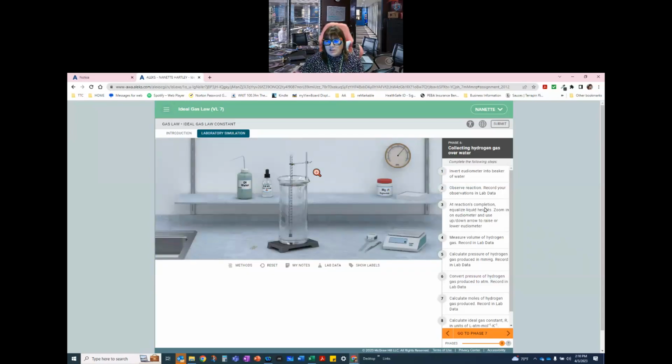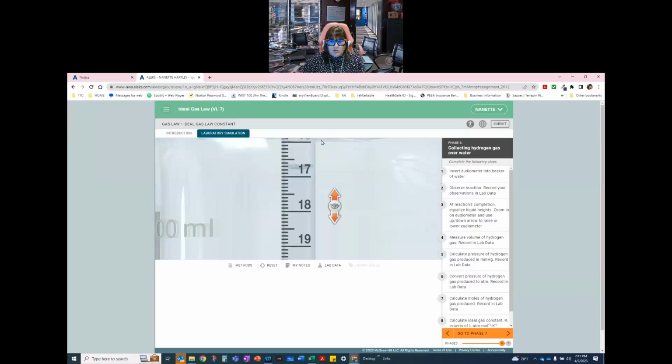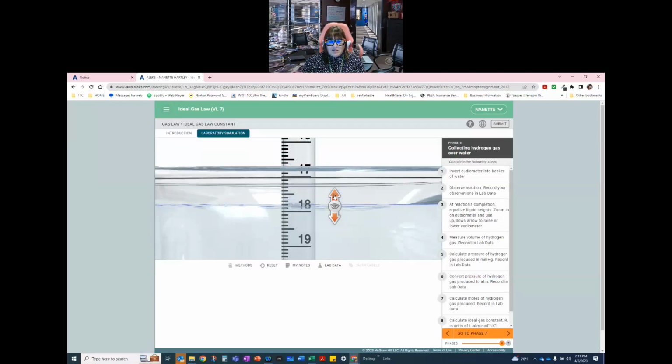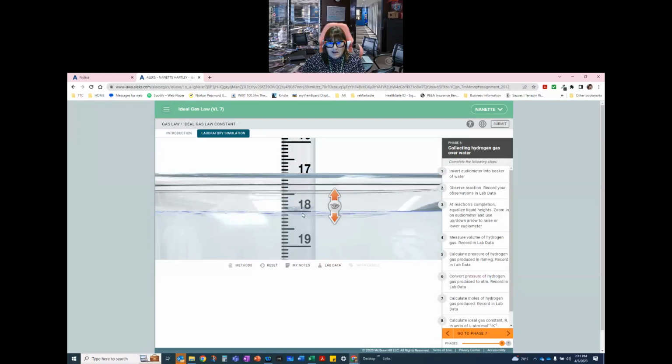And it says, at the reaction's completion, equalize liquid heights. Zoom in on eudiometer and use up-down arrow to raise or lower it. So I'm going to zoom in. What I need to do, if you can see this, there's a water line in the beaker up here. So I need to move this up so that the water line comes down and the meniscus moves up. So I'm going to keep going, keep going, keep going. And when I get right about there, I see that the meniscus and the water line are exactly the same.